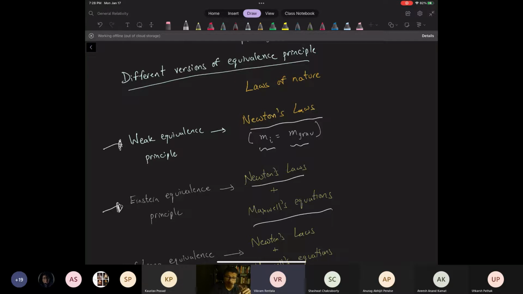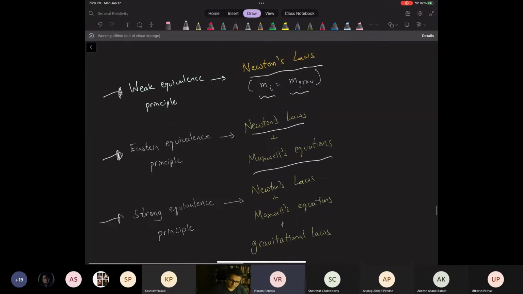Both these laws, there's no way to do any experiment where you can tell the difference between light in a uniform gravitational field versus light obeying the laws it follows in an inertial reference frame. Okay, and an even stronger version of the equivalence principle is that it applies not only to Newton's laws or Maxwell's equations, but even to the laws of gravity themselves.